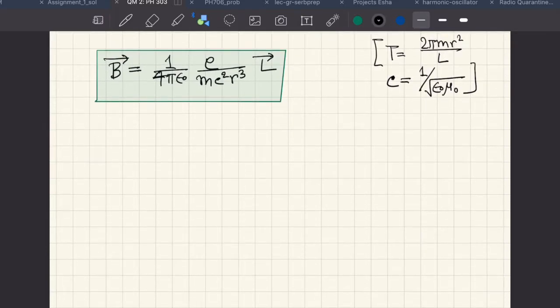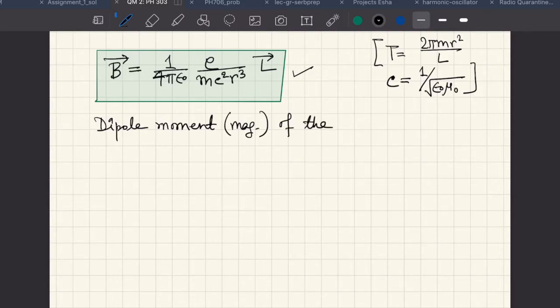Now after we have figured out what will be the expression of the magnetic field, let us now focus on the magnetic dipole moment of the electron or magnetic moment of the electron. Magnetic dipole moment of the electron. So the magnetic dipole moment of a spinning charge is related to the spin angular momentum, and you also know that the proportionality factor is the gyromagnetic ratio.